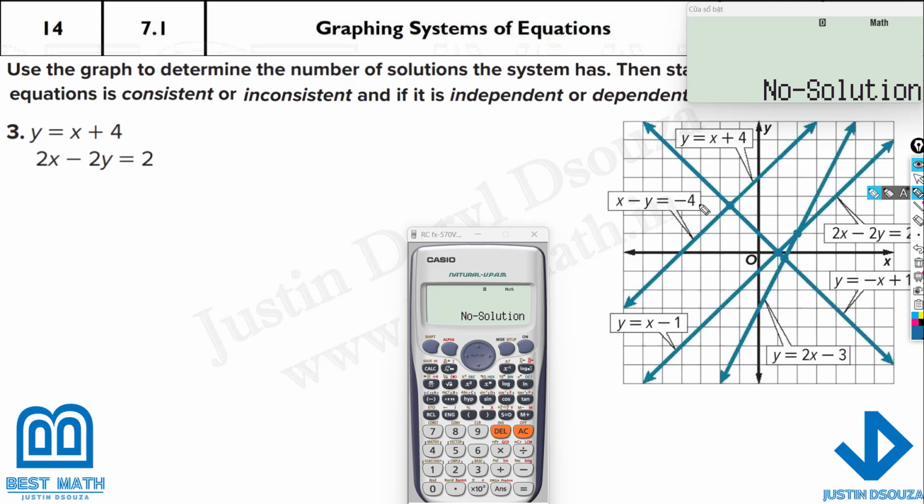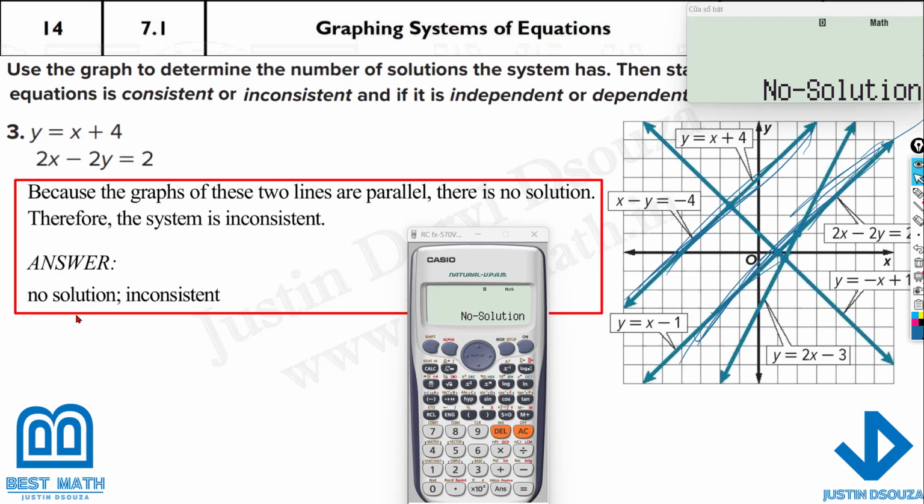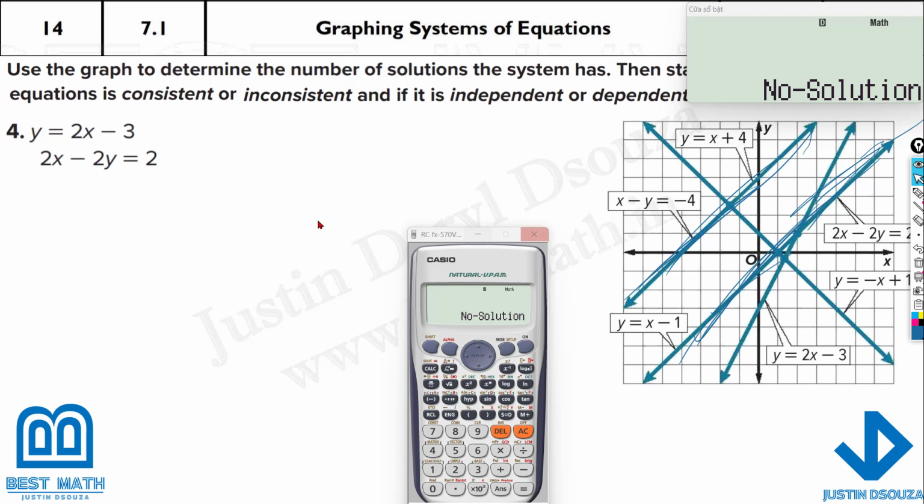Let's check them out. The first equation, the line is this one. Where's the other line? This one. Can you see? Yes, they are parallel to each other. They have the same slope but different y-intercepts. That means they'll never touch each other. Therefore, there are no solutions. So now if there's no solution, it's inconsistent. It cannot be consistent.